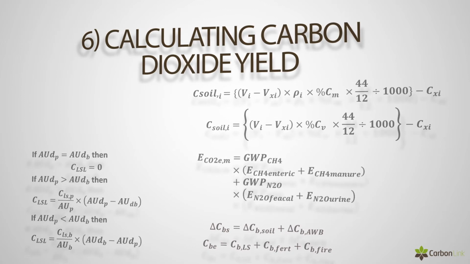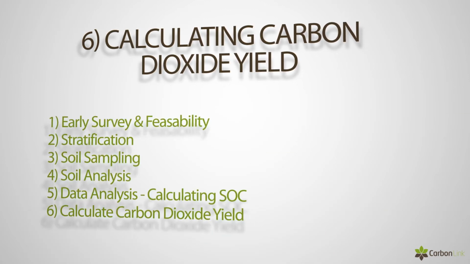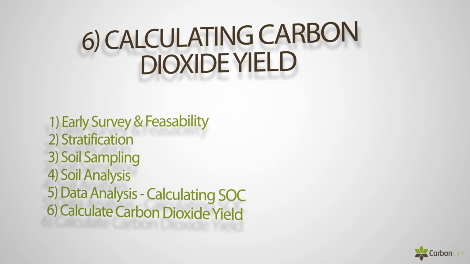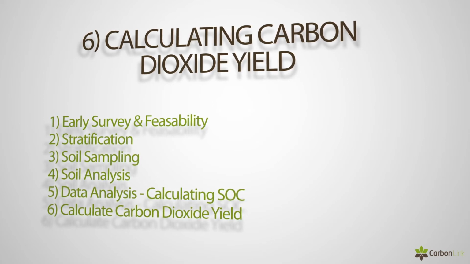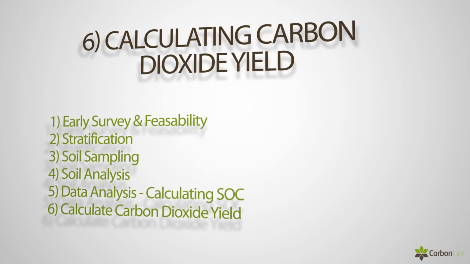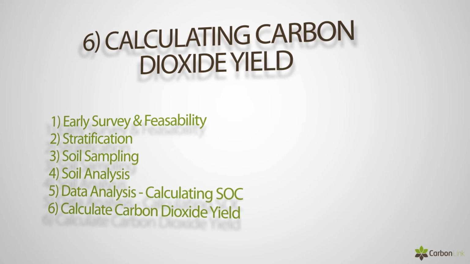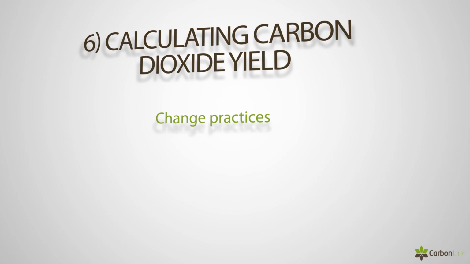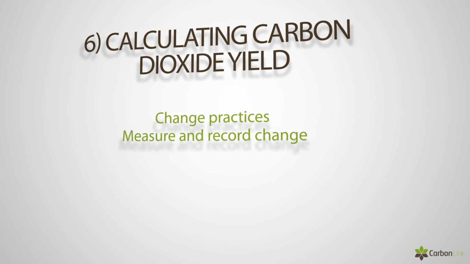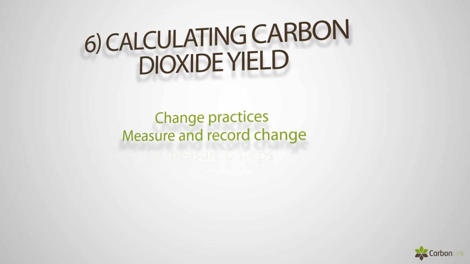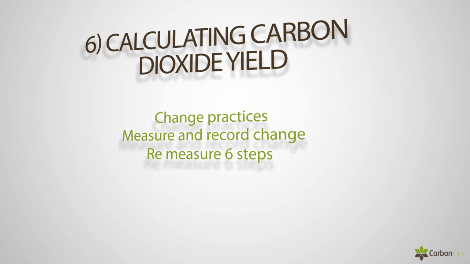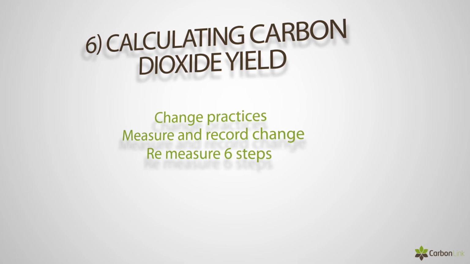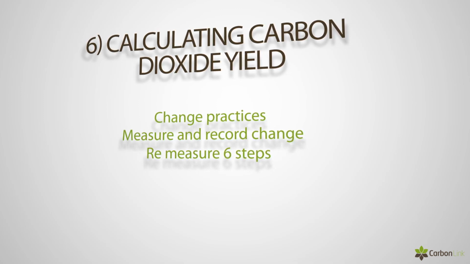And the process is to use these 6 steps to establish what's called a baseline. And the baseline is your soil carbon and your carbon dioxide emission level at base. And the process then is to change practices, measure and record what that change of practice is, and then after about a 5-year period, come back and remeasure all of those things and determine what the actual carbon dioxide change is.